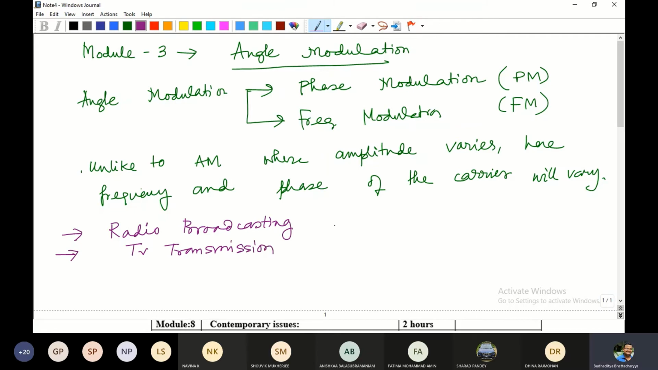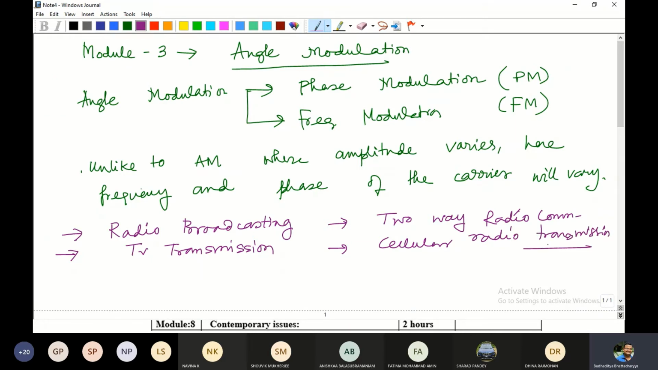Okay, TV transmission. Then we have a two-way radio communication, like that, so on and so forth. Even cellular radio transmission. Cellular radio transmission is basically something very similar to the mobile station or mobile communication that we are talking about, but it is similar to that, not exactly. But anyway, these are the different set of applications. So you can see that they are very important applications in daily life. Understood? So that's why they are still being used.